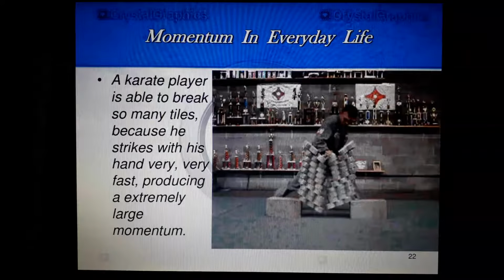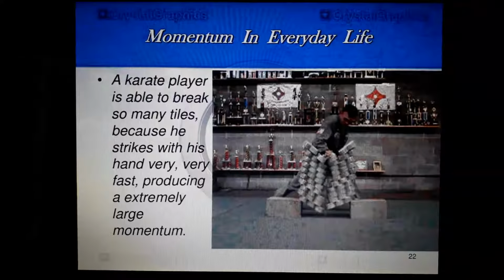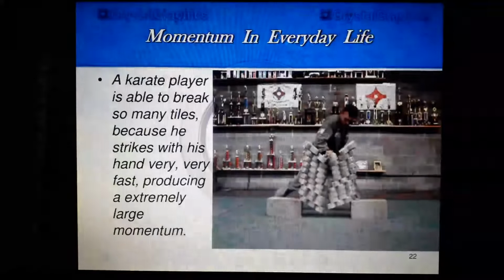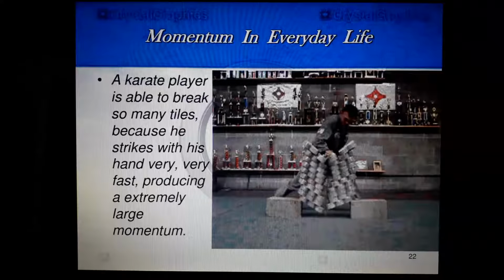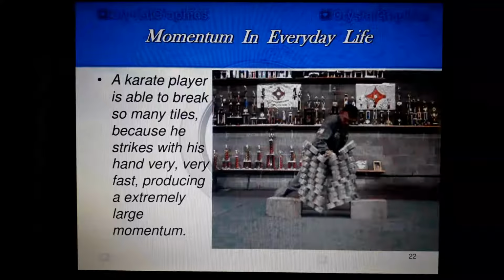Let's see next. Momentum in everyday life. There are lots of applications of momentum in everyday life. Have you seen karate? Karate players or karate masters are able to break bricks, isn't it? Lots of bricks and lots of tiles they are able to break. How are they able to break these? Because they are creating enough momentum. Understand, the speed of the hand. That means they are using that hand with high momentum. The more speed you have, the more momentum you can create, and that momentum is the reason for the bricks to break.